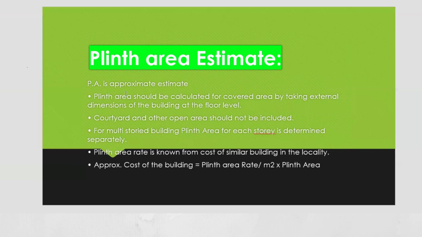Okay, so plinth area should be calculated for the covered area by taking external dimensions of the building at the floor level. Plinth area is nothing but the floor area, as you all know. So it is the covered area by taking external dimensions of the building. Courtyard and other open areas should not be included. Okay, in this area, we should not include courtyard and other open areas.